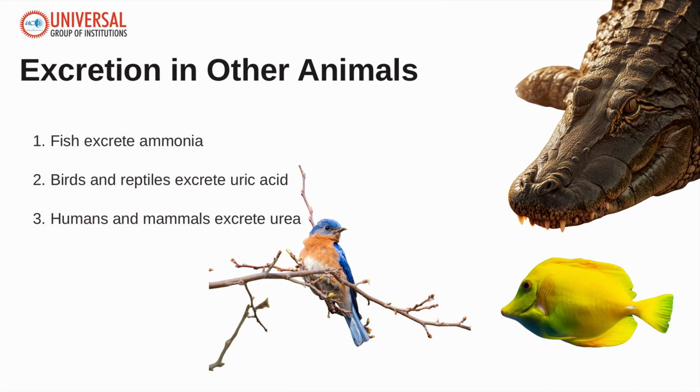Next we will move into excretion in other animals. Fish excrete ammonia, which requires a lot of water to produce the waste. Birds and reptiles excrete uric acid, which is semi-solid and conserves water. And humans and mammals excrete urea. This shows how excretion is adapted to habitat and water availability. Okay, so this is all about excretion in animals.